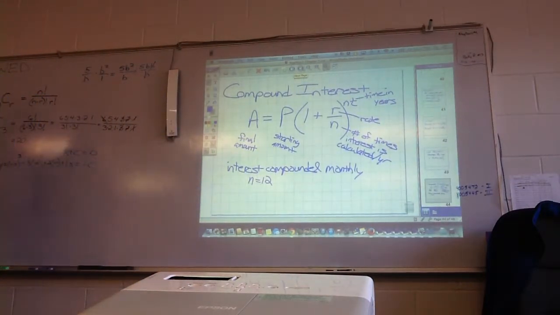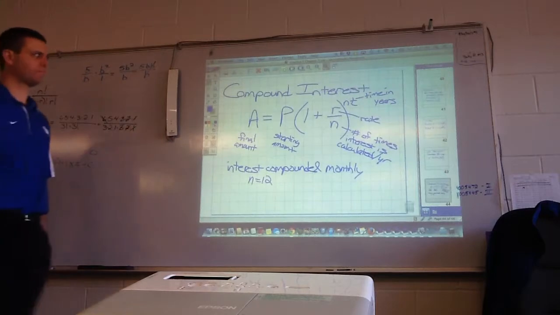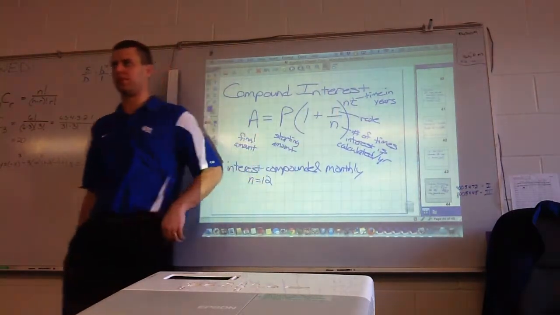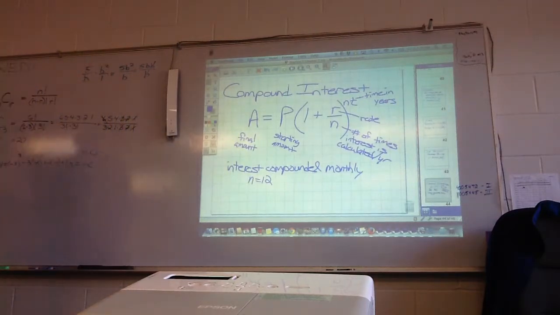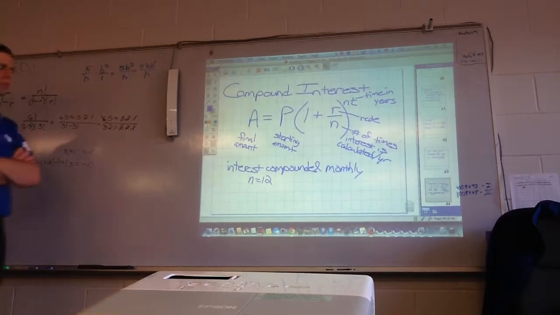You will not have to memorize this formula, but you will need to know where to plug in the numbers. Pretty simple. I would give you the formula. I won't give you what each variable represents. You need to know what number goes where. Does that make sense, Brady? Did we learn this last year in Algebra 1? Yeah, we learned all this.